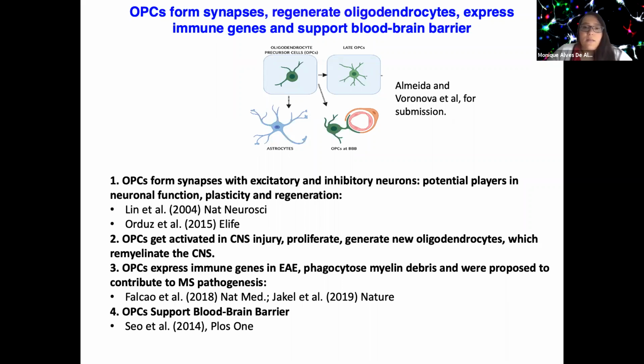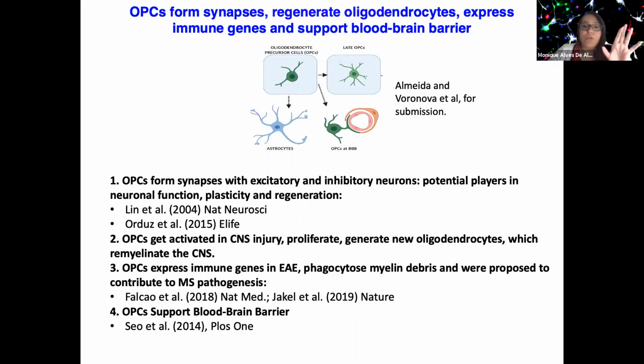Besides that, in the experimental autoimmune encephalomyelitis model, which is a model of multiple sclerosis, OPCs express genes involved in the innate immune response, such as the major histocompatibility complex class 1 and 2, called MHC1 and 2, which shows that they are capable of phagocytosing myelin debris and may contribute to the pathogenesis of MS. Additionally, as they are highly proliferative and migratory, their nature has been explored as a tool to promote recovery in demyelinating diseases, such as MS.